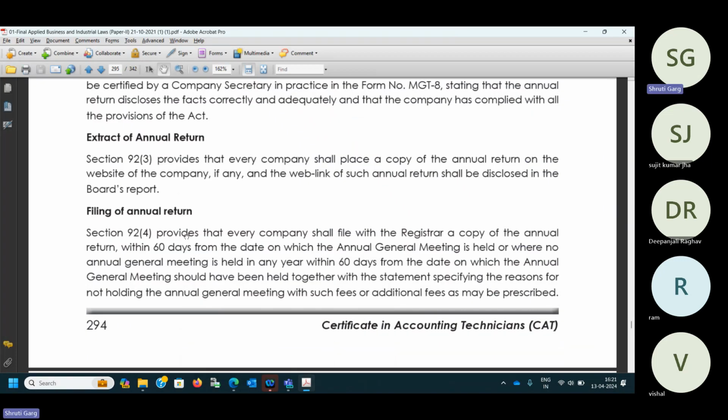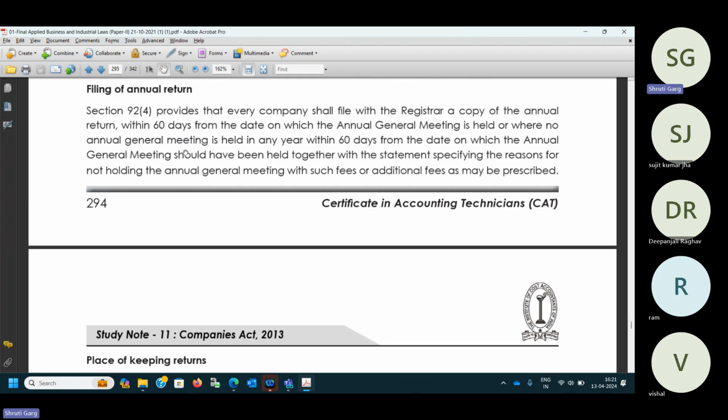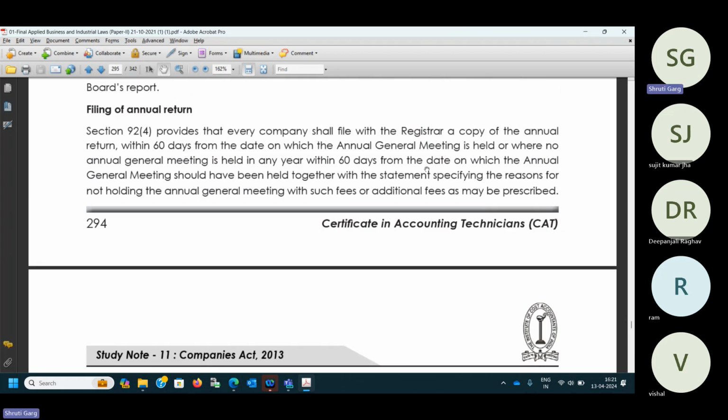Now, filing of annual return. I have already told you, within 60 days of the annual general meeting. Okay. Filing of annual return, section 92(4) provides that every company shall file with the registrar a copy of the annual return within 60 days from the date on which the annual general meeting is held.